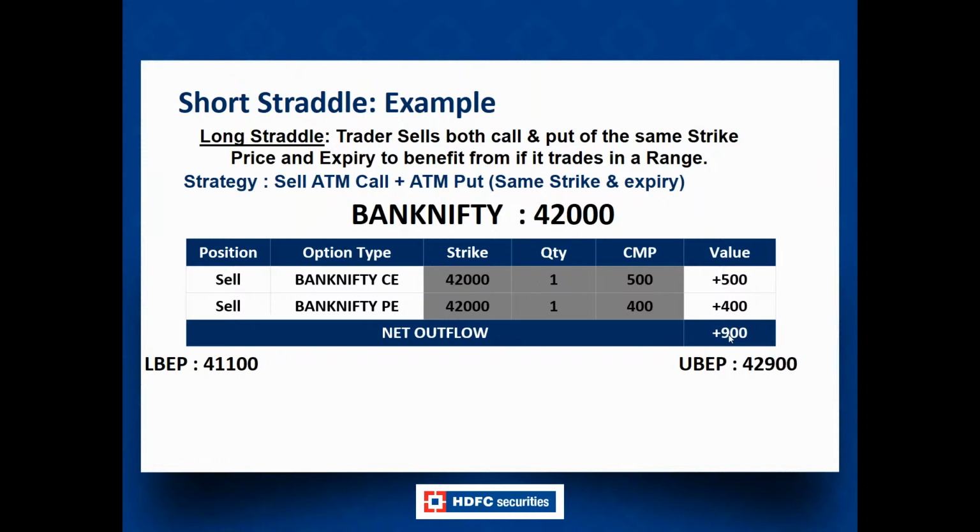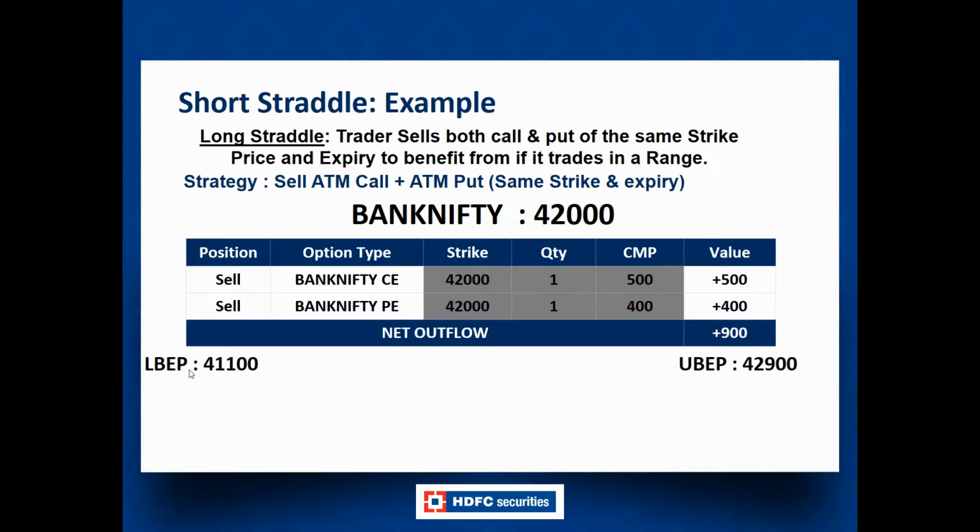So 42,000 minus 900, that is 41,100, is my lower break even point, and 42,000 plus 900, that is 42,900, is my upper break even point. So if the market consolidates between 41,100 and 42,900, I will make some kind of a profit in this strategy.